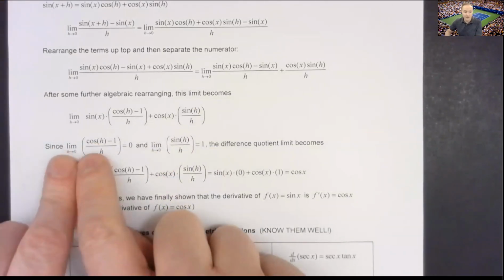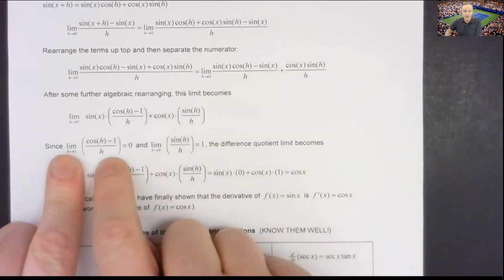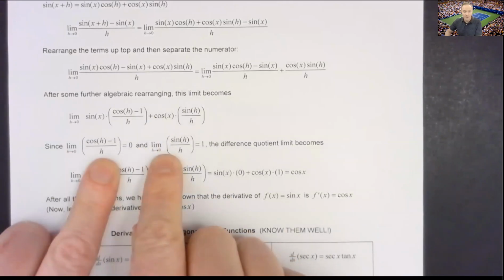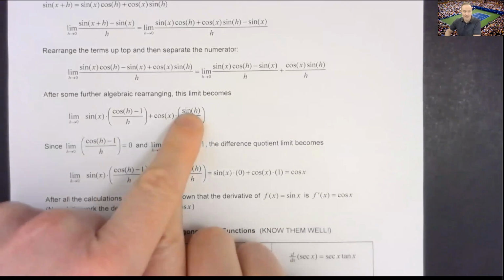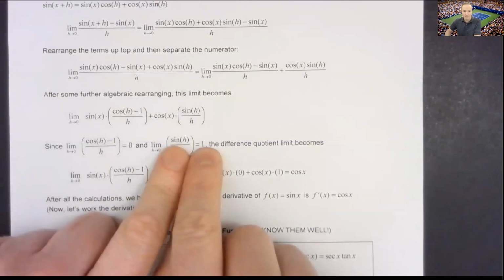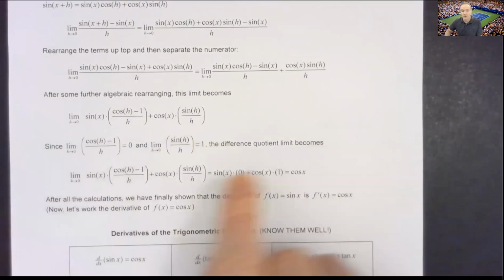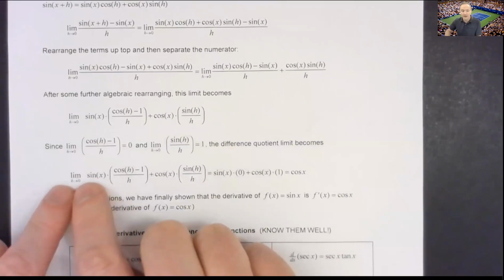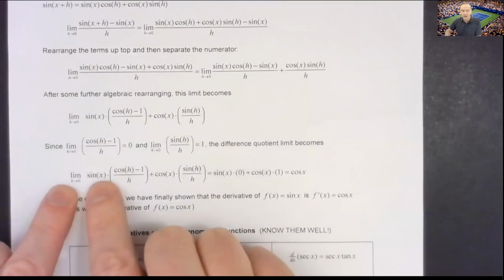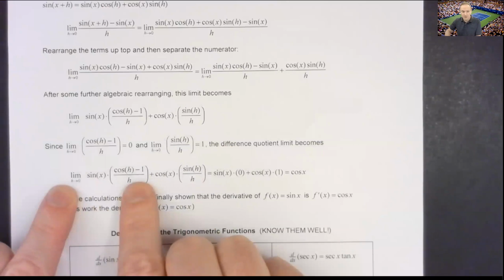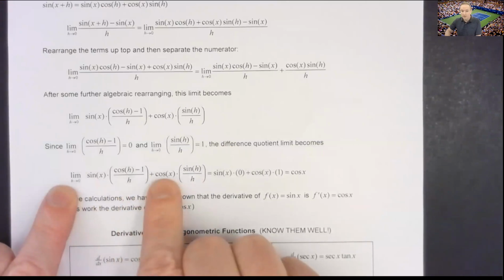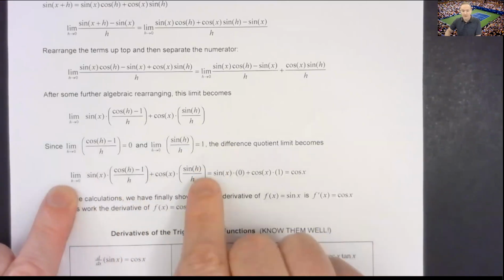Since the limit as h approaches 0 of this first fraction is equal to 0, and the limit as h approaches 0 of sine h over h is equal to 1, we know that this difference quotient limit is going to become the limit as h approaches 0 of sine x times cosine h minus 1 over h, plus cosine x times sine h over h.